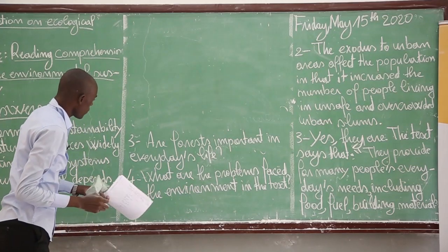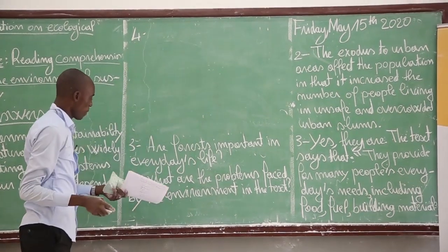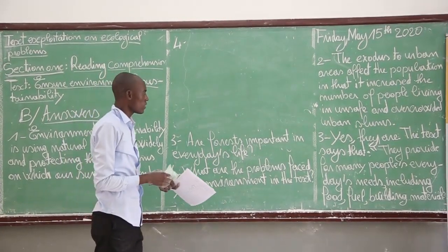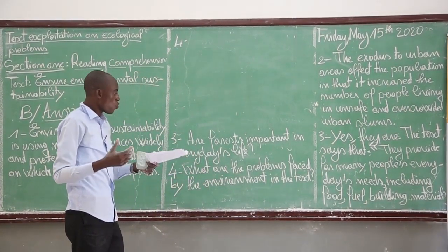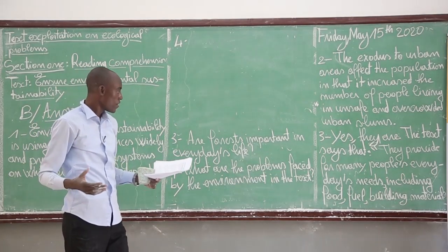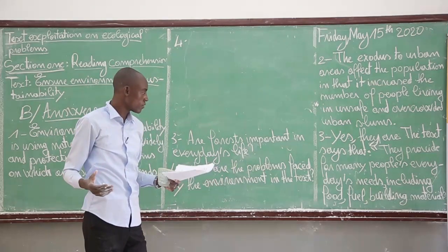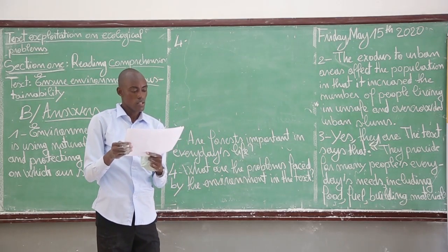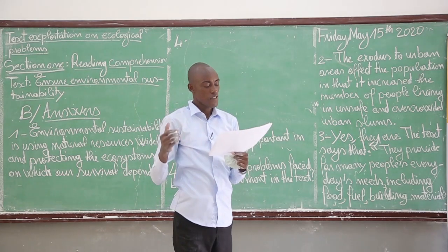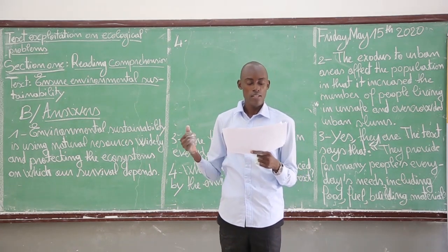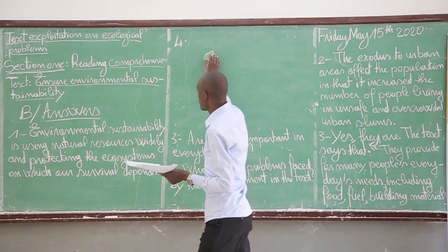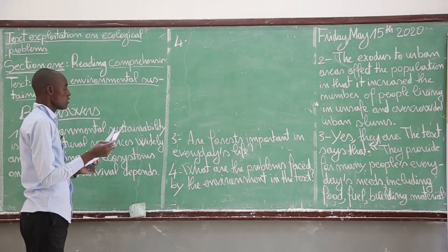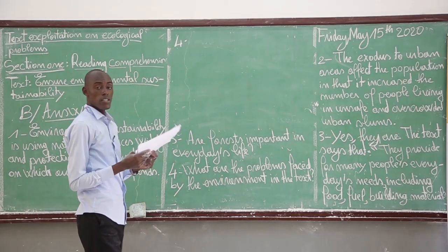Okay, we have question 4. What are the problems faced by the environment in the text? We are going to answer this question. What are the problems faced by the environment in the text? What can be the answer here?